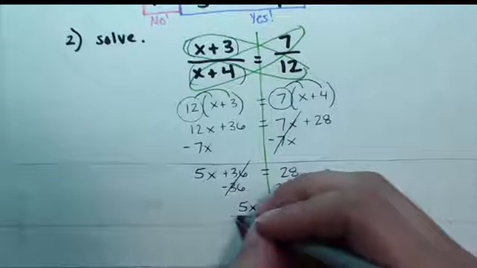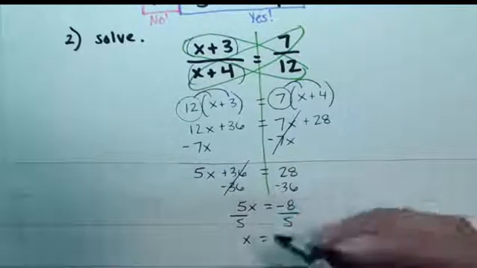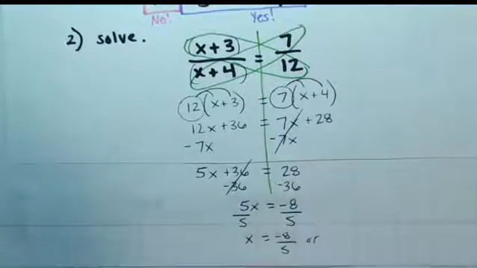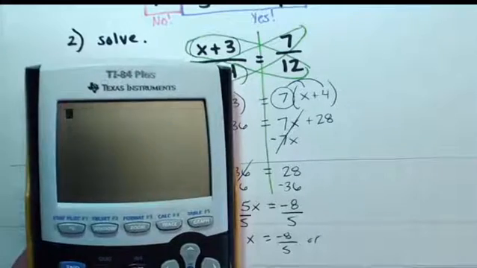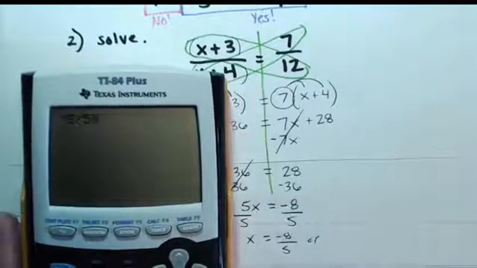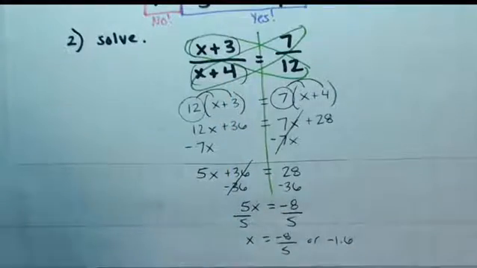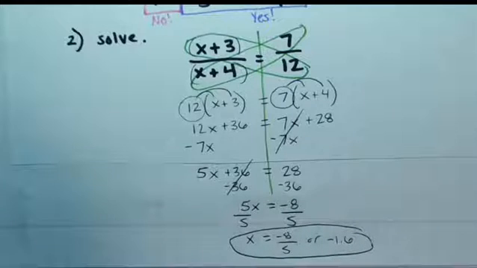And then I have to divide by the coefficient. So my answer ends up being, you can keep that as a fraction, negative 8 over 5. Or if you simplify that to an actual decimal, negative 8 over 5, I know it's a negative number, negative 1.6. So my answer here is x is equal to, if you keep it as a fraction, negative 8 over 5. Or negative 1.6. Okay?